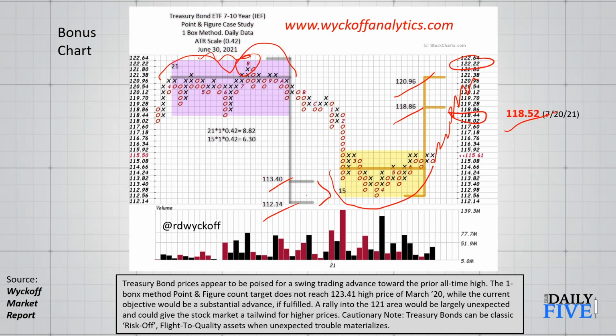So there is the potential for bonds to keep rallying and interest rates to continue to fall for some period of time here as we go forward. So we will keep that in mind. Also, we showed this chart on Wyckoff Market Report and also on our Wyckoff Market Discussion.